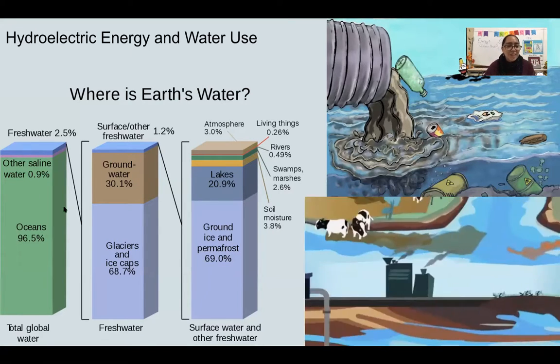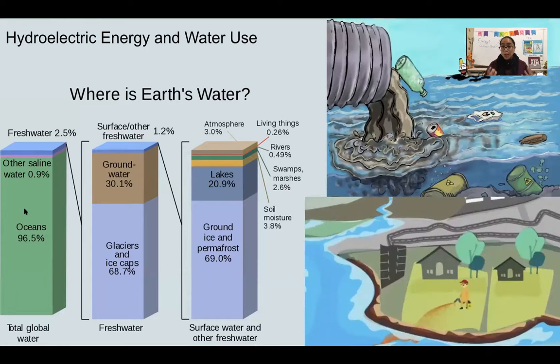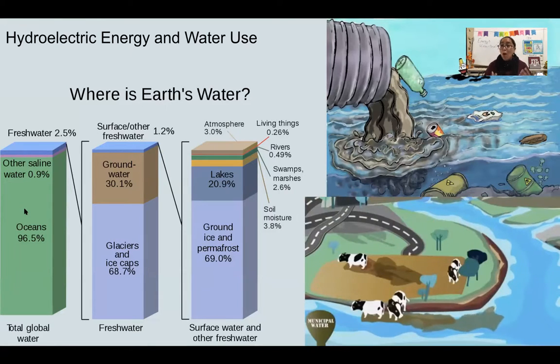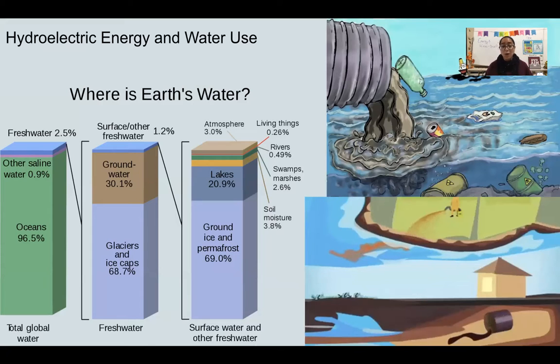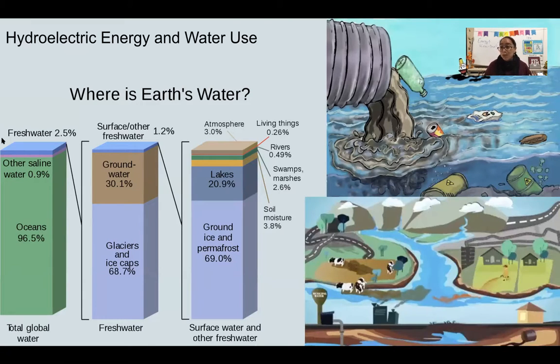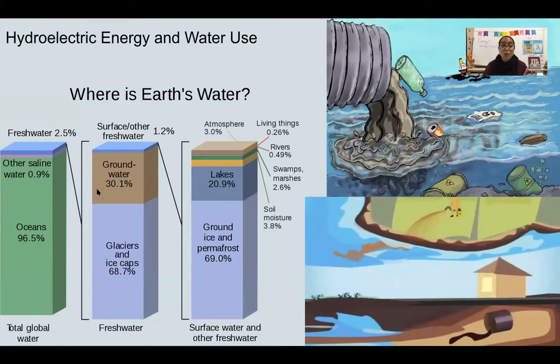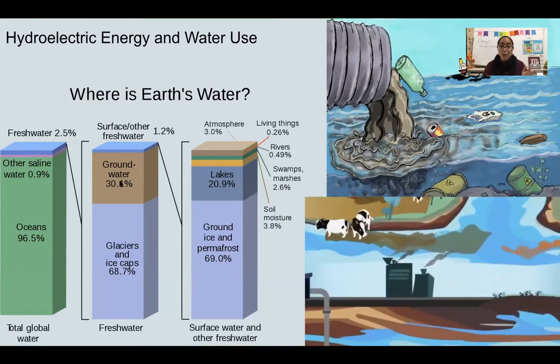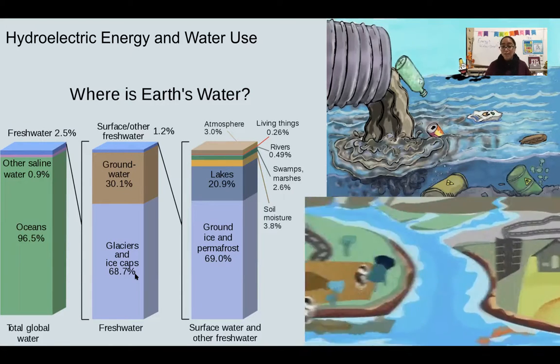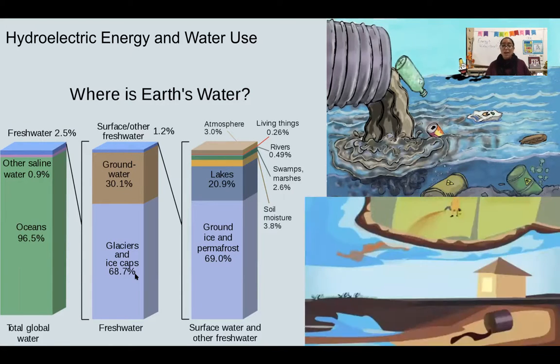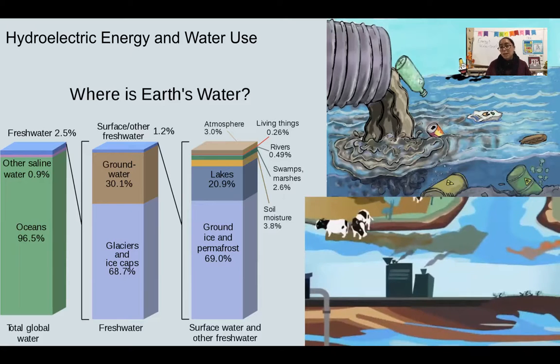So the first thing that I noticed right away is that the majority of water on Earth is salt water. So it's not readily usable for us. Only less than 3% is actually fresh water. And of that less than 3%, you can take a look, about 30% is groundwater and about 70% is glaciers and ice caps, which we can't use.